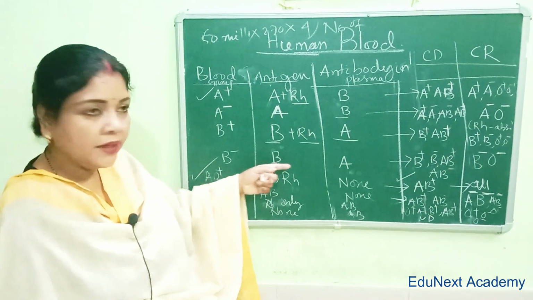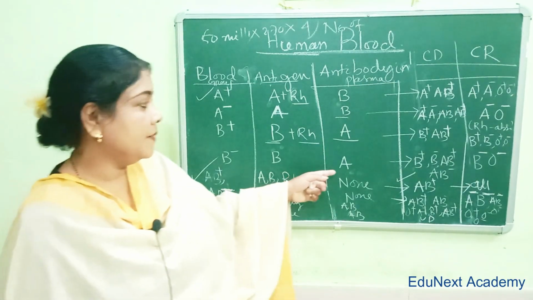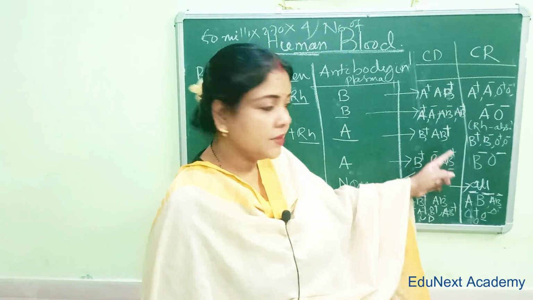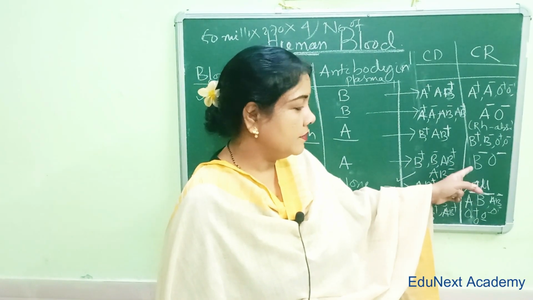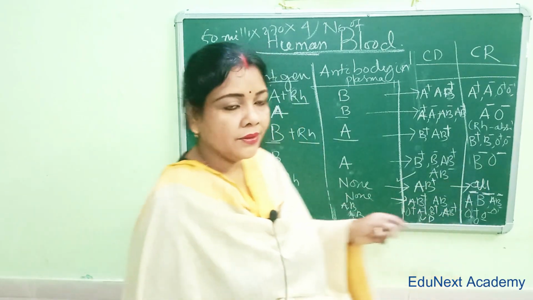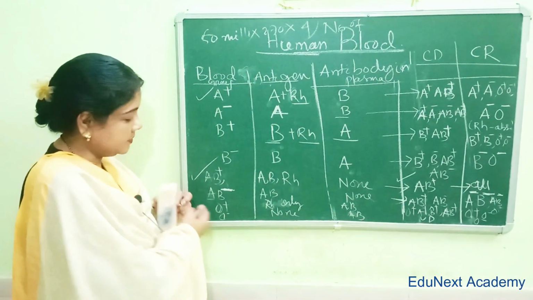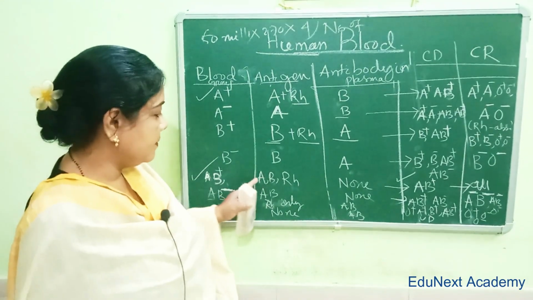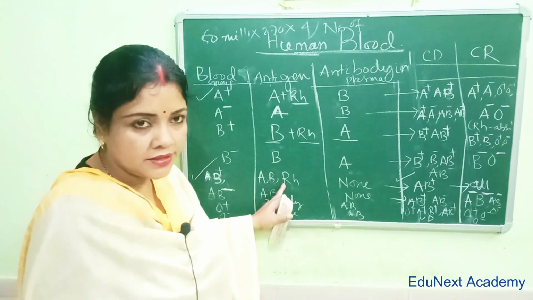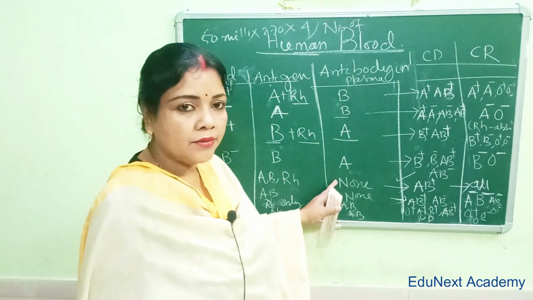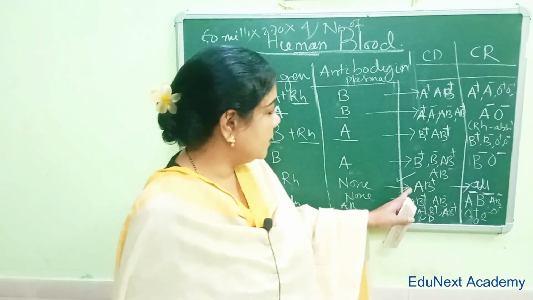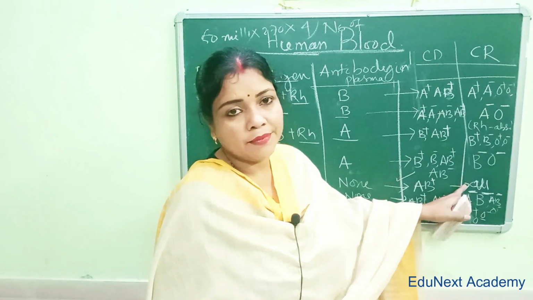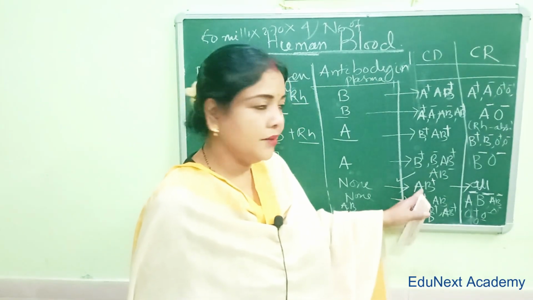Now next come to B negative. B negative means only B, absence of rhesus factor, but antibody A is present. It can donate to B positive, B negative, AB positive, but it can receive from B negative and O negative people. Okay. Next come to AB positive. AB means both antigen A and antigen B are present, positive, so rhesus factor is present. None of the antibody is present, but it can receive from all types of blood groups. It can only donate to AB positive.